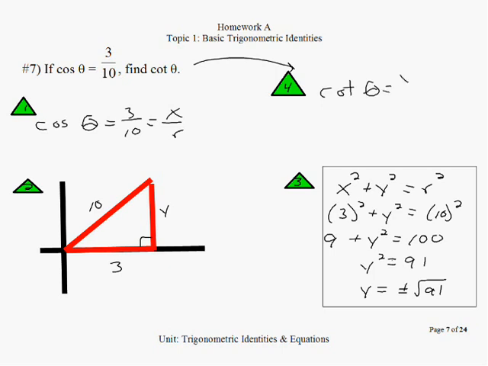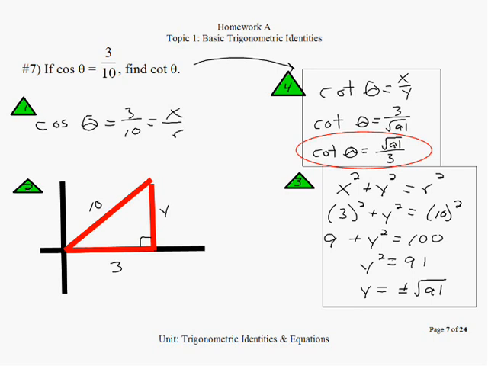Cotangent, which is x over y, would be 3 over the square root of 91, which if you rationalize your denominator, multiply the top and bottom by the square root of 91, you get square root of 91 divided by 3 for cotangent.